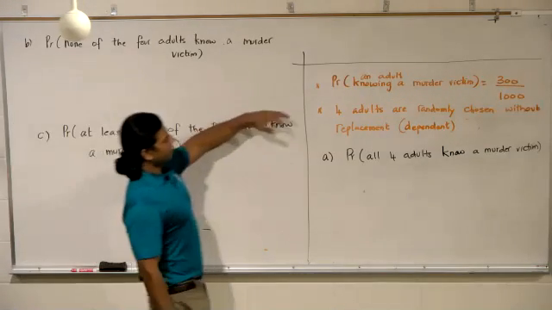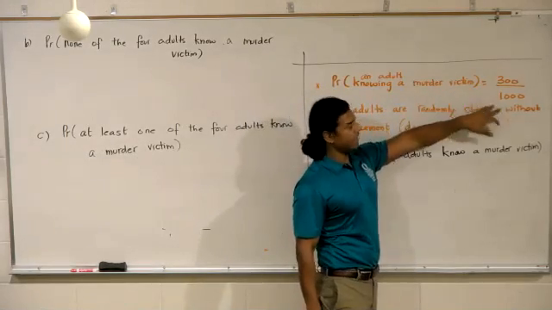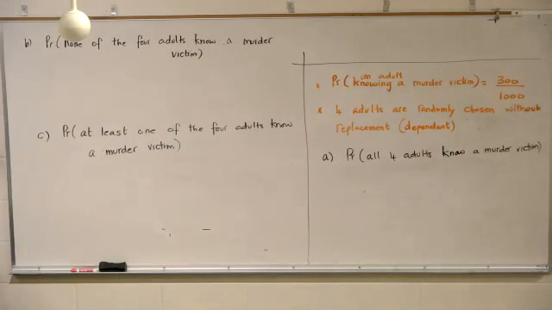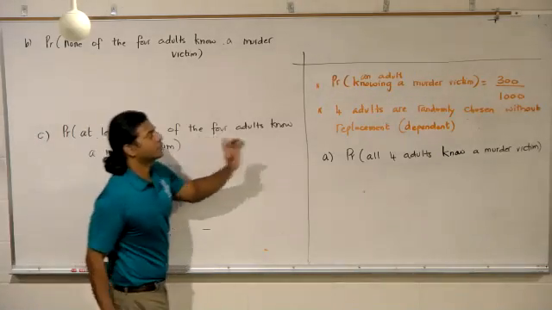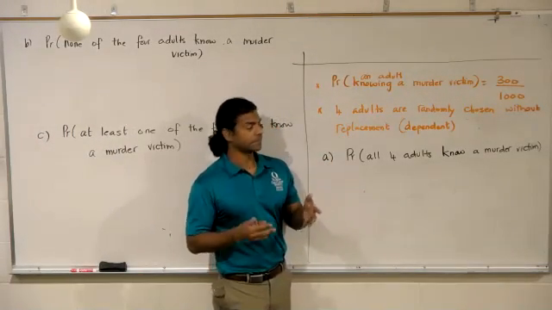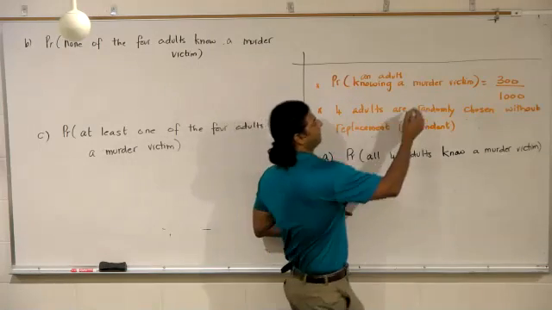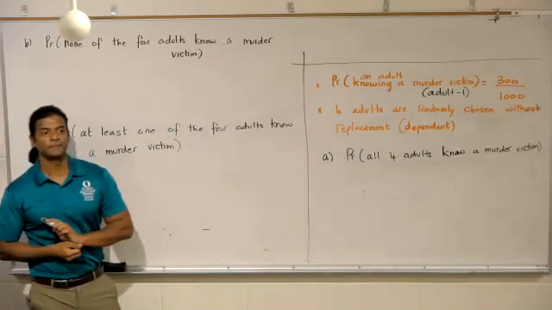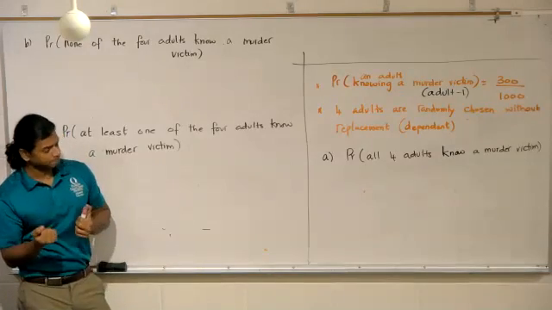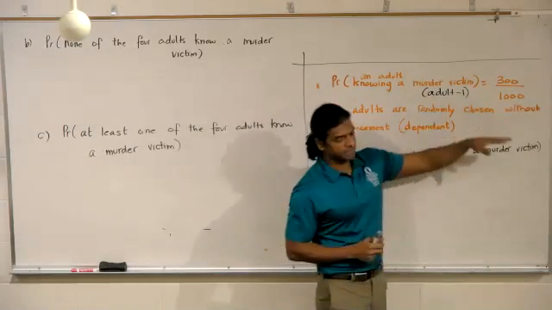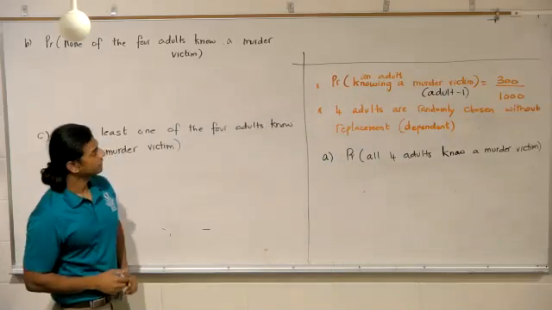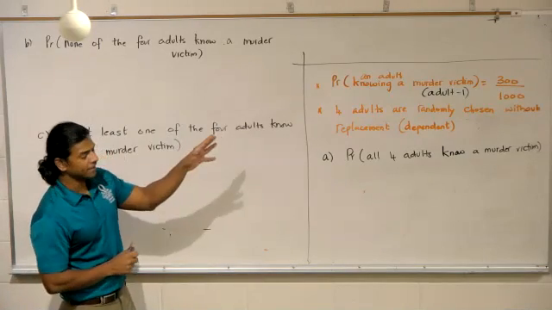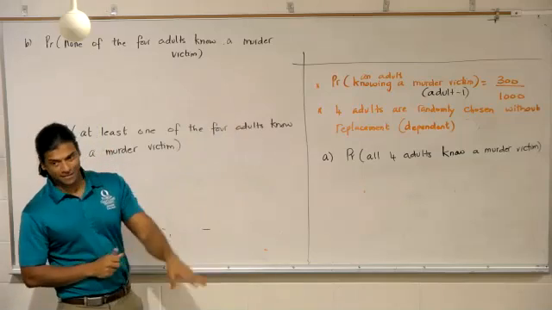Okay, so the probability an adult knows a murder victim is 300 out of 1,000. Now, that's for the first adult, but here we're saying that we're going to choose those 4 adults without replacement. So for the first adult, it is 300 over 1,000. As we go along, since we pick 1 out, how many would we have next? 299 over 1,000, or is it 299 over 999?